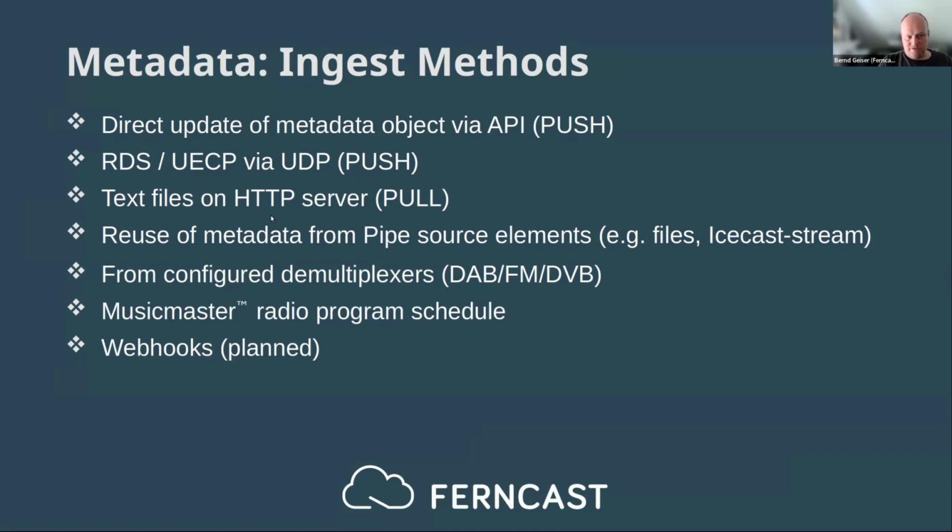There's also pull mode. We can fetch text files, for example, from an HTTP server and update metadata from that. Or we can reuse metadata that is received from incoming audio streams. So just pass the Icecast stream, get the metadata from that, and you can reuse it anywhere you want. We can extract metadata from the configured demultiplexers, so the DAB radio text or FM radio text or DVB metadata can be extracted, made available and used anywhere you want. We can extract metadata from program schedules, from scheduling software, in particular MusicMaster. And another update method are webhooks, which is quite simple.